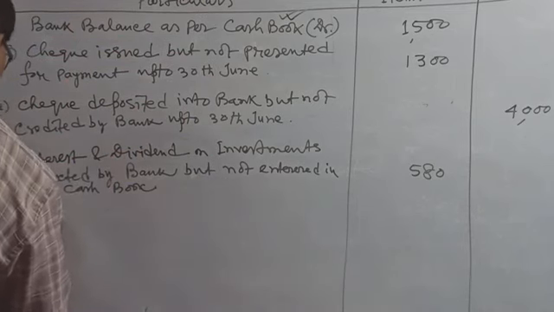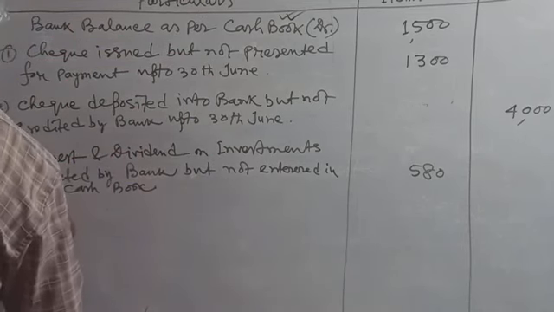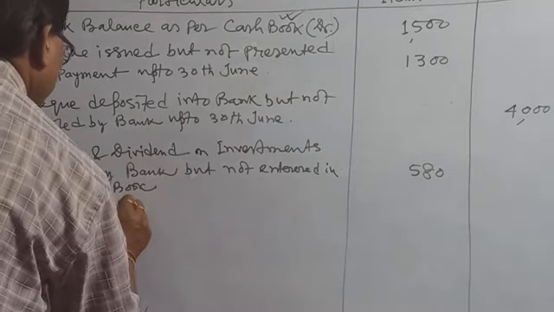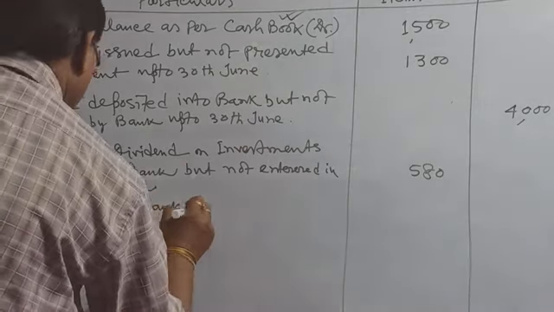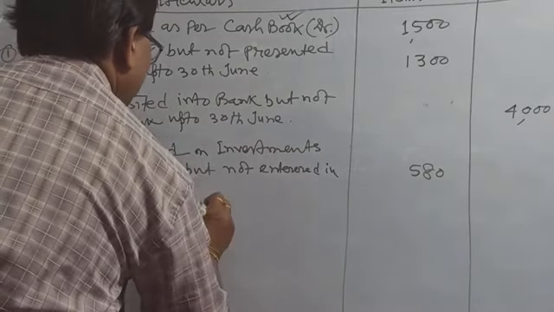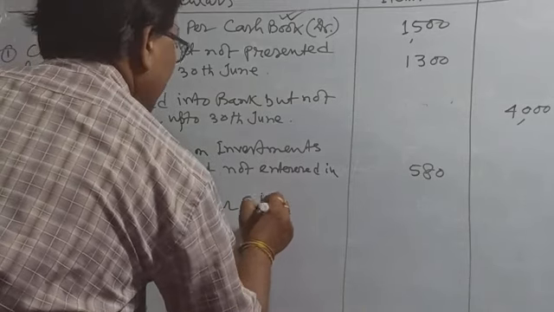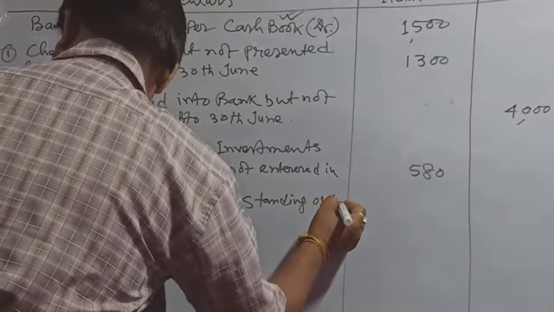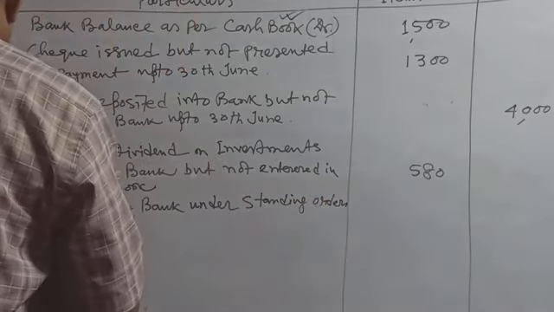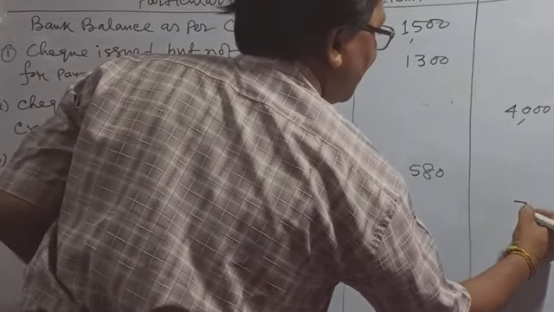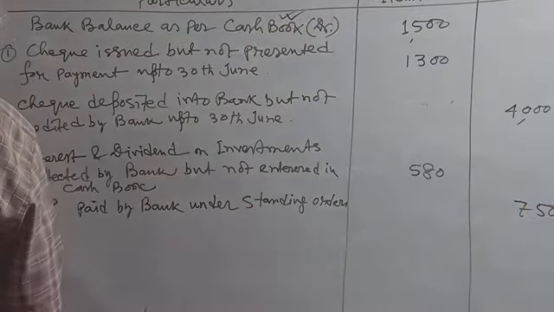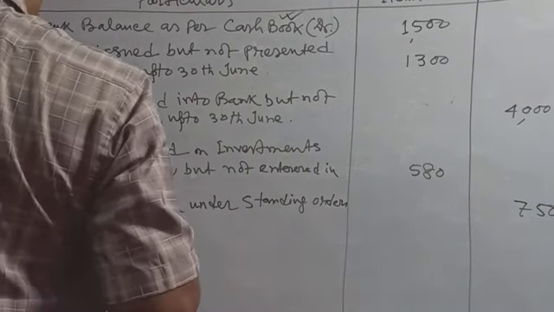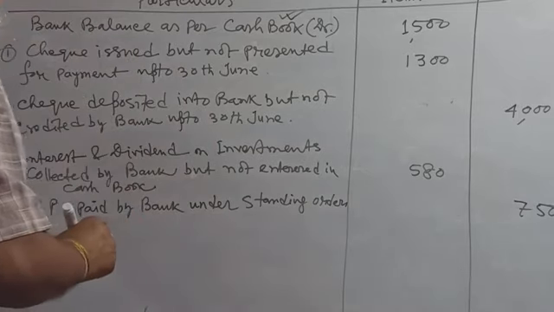Now you write life insurance premium, short form LIP, life insurance premium paid by bank under standing order or instruction. Okay, what is the amount? That is equal to 750. Okay, now last transaction, point number 5. Bank charges rupees 25 not entered in the cash book.